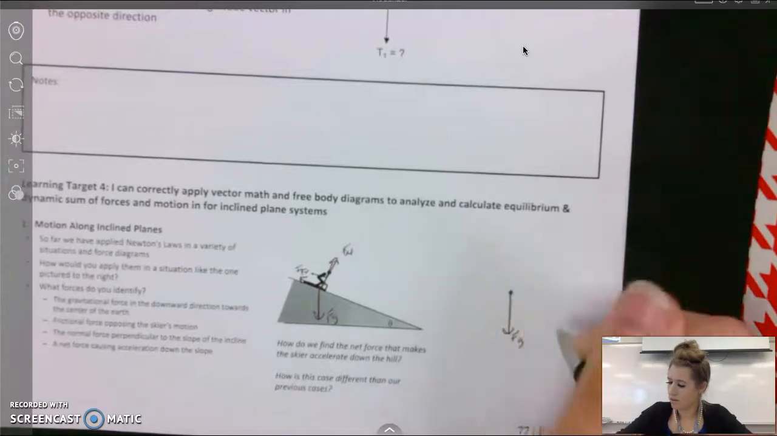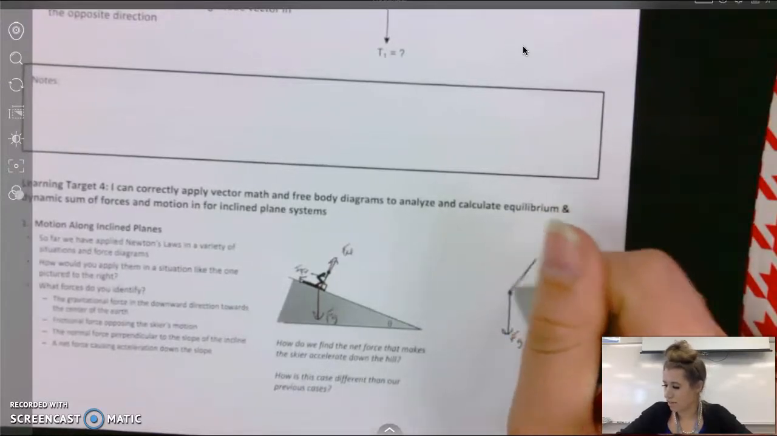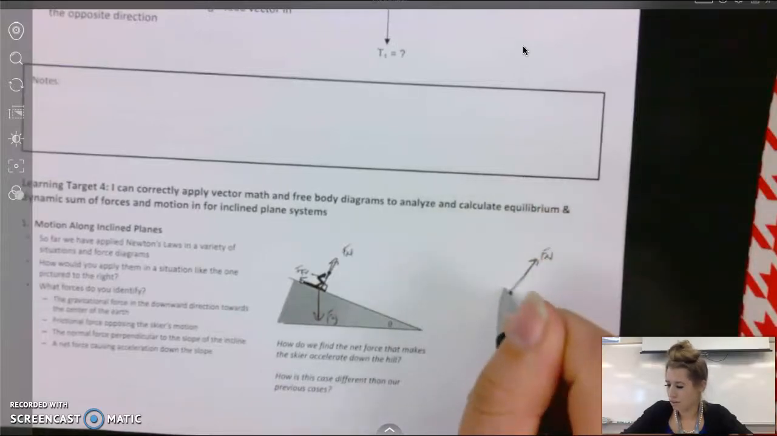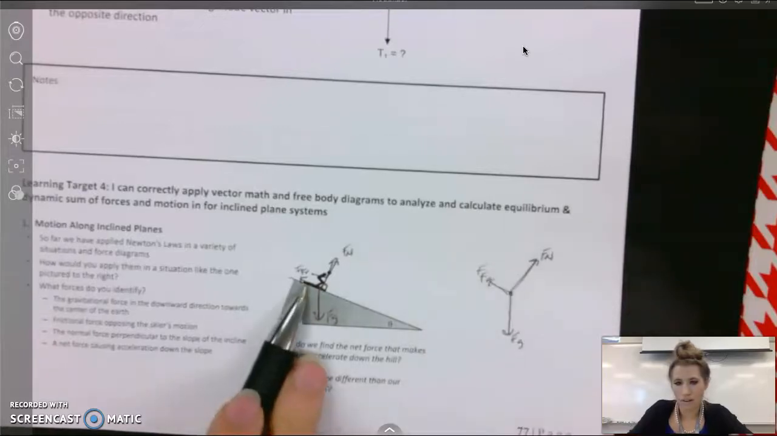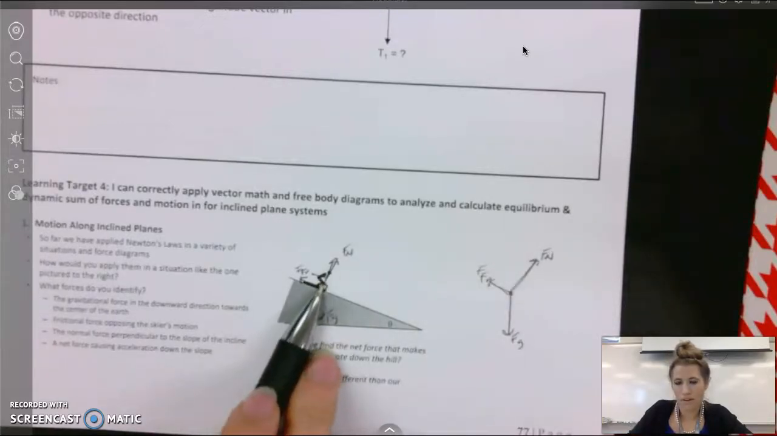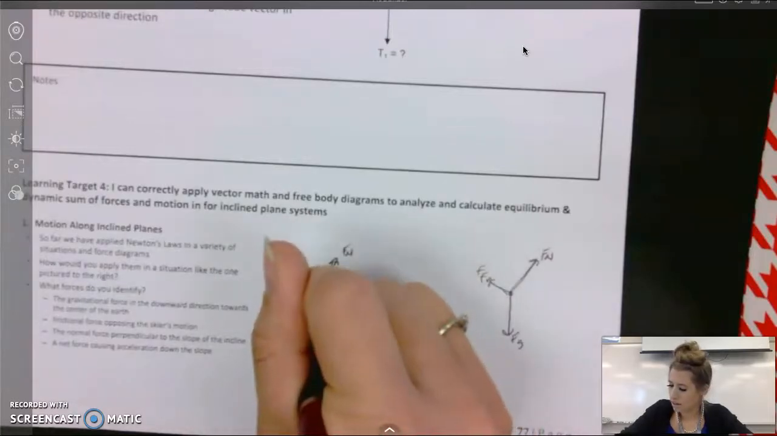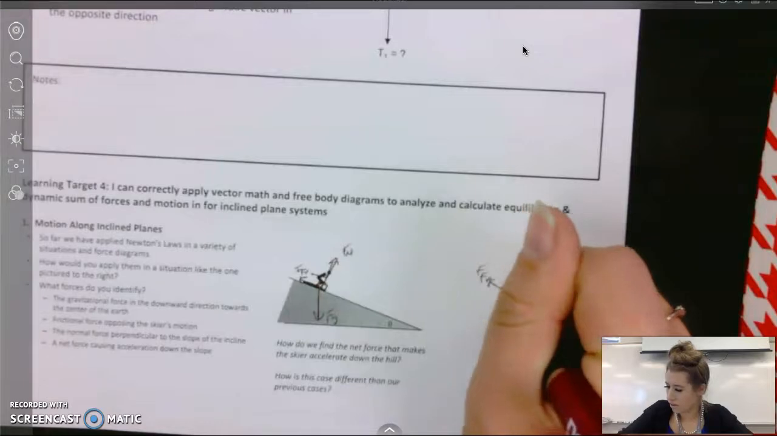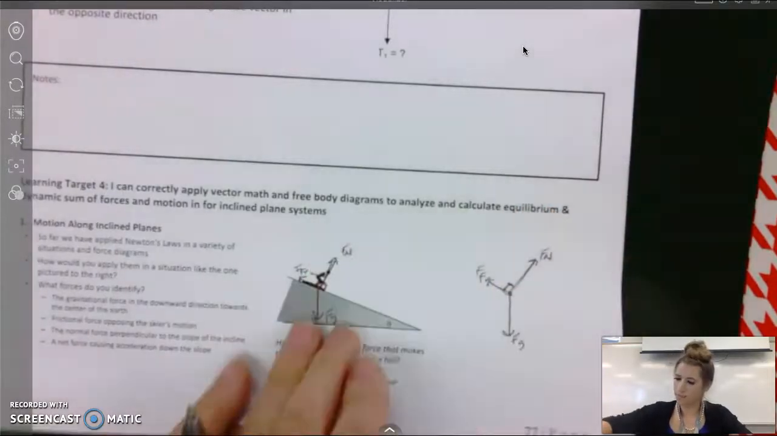Okay, so if I were to draw this free body diagram, I'd say I have my force due to gravity, I have my force normal, and then I have my force due to friction. And I want you to notice here, if this is perpendicular to the incline and then the friction's pulling it up that incline, then that's a right angle as well. So this right here, that's a right angle. Okay?